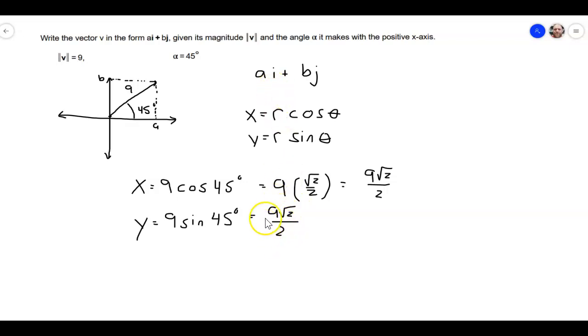And finally, we just substitute this a and b back in for the a and b up there. And I'm going to get 9 root 2 over 2 i plus 9 root 2 over 2 j. And that's it.